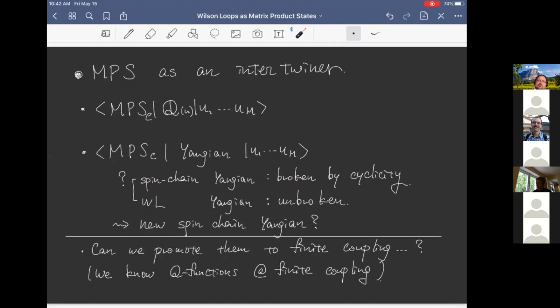I don't know what this mismatch is telling us. Maybe it's telling us that what I just said doesn't make sense and you cannot write the deformation of the MPS as a deformation of the contour. Or maybe you can be optimistic that there might be some new spin chain Yangian which is not broken by the cyclicity. And also, there is an interesting question of whether we can promote this idea to finite coupling. We don't know how to promote the Q operator to finite coupling, but we do know how to promote Q functions to finite coupling, which is precisely the quantum spectral curve.